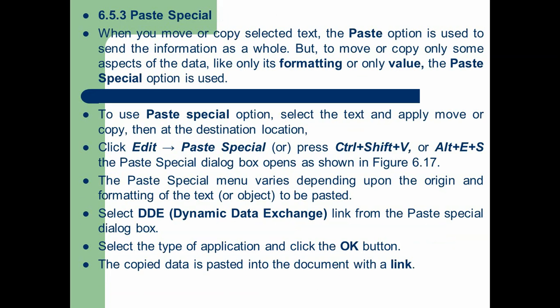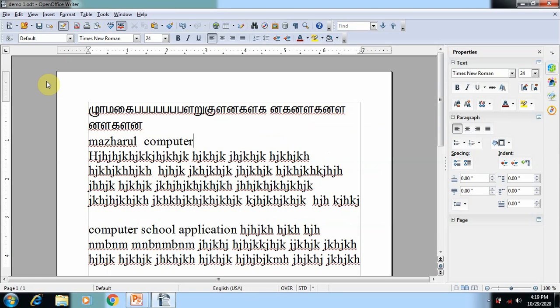The next thing is paste special. Paste special is an option used to move or copy only some aspect of data, like only its format or only its value, so we can paste a special value or special content only. For example, here in this area I am going to copy this content, application, by using the shortcut Control plus C. Now I am going to paste here, using the shortcut Control plus V.